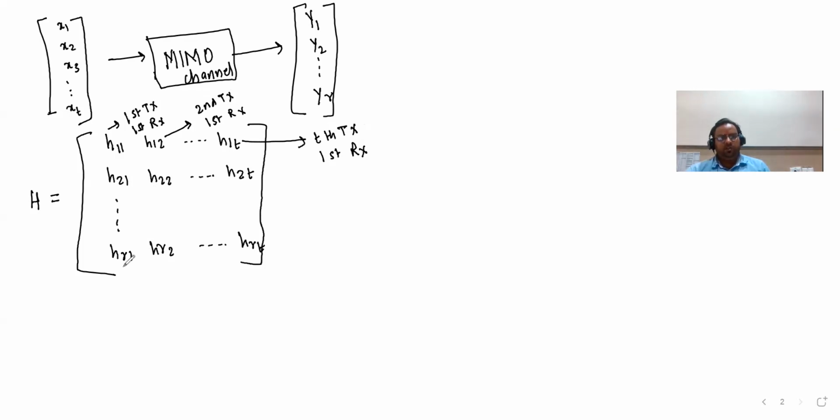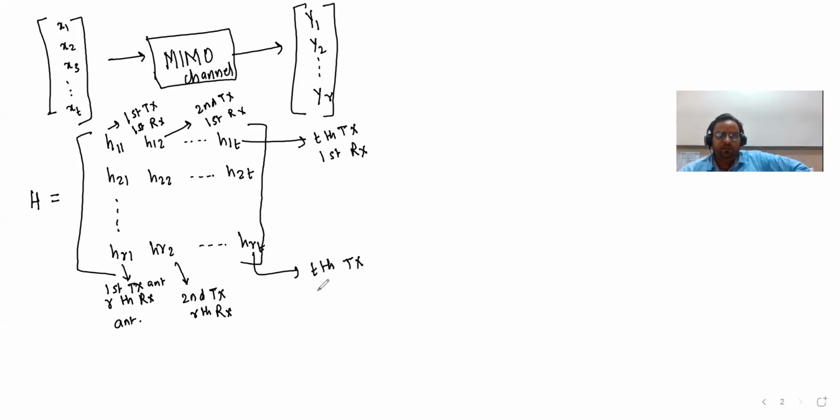For all these coefficients, we have the convention that we are following. This one will indicate the rth receive antenna and the first transmit antenna. Similarly, this is the second transmit antenna and the rth receive antenna. And here we have the pth transmit antenna and the rth receive antenna. Okay, this is essentially our matrix of channel coefficients. So as we can see, here we have the transmit signal vector, and this one is the receive signal vector.